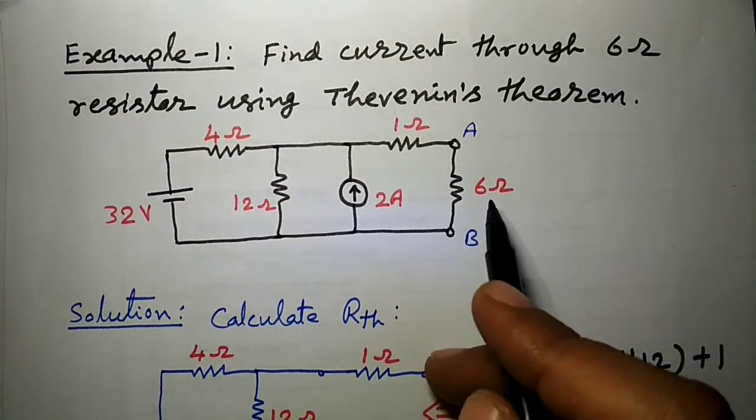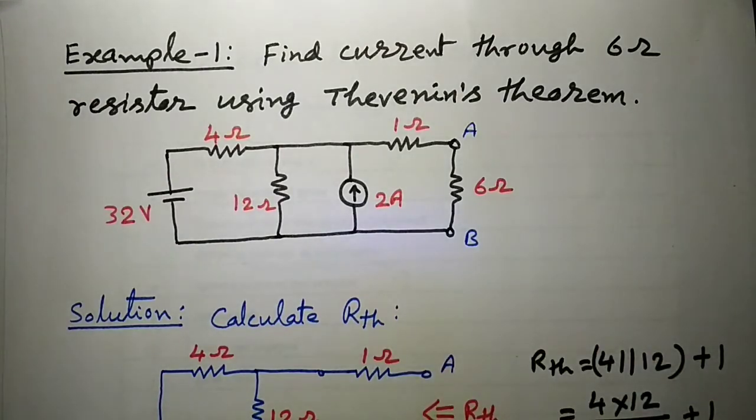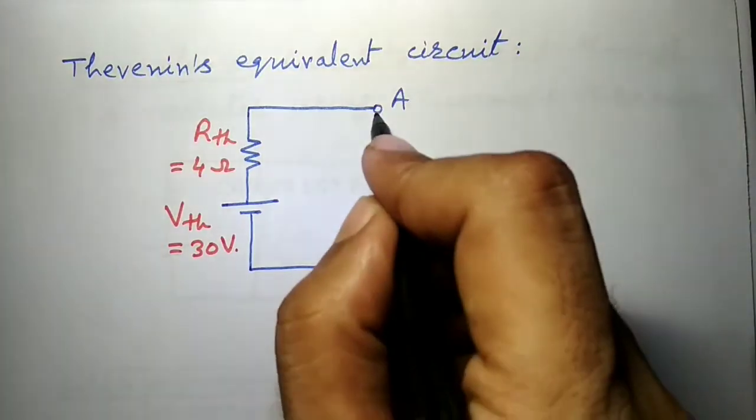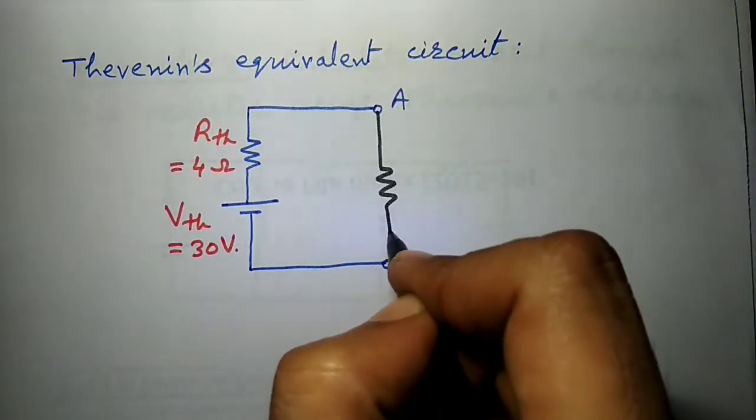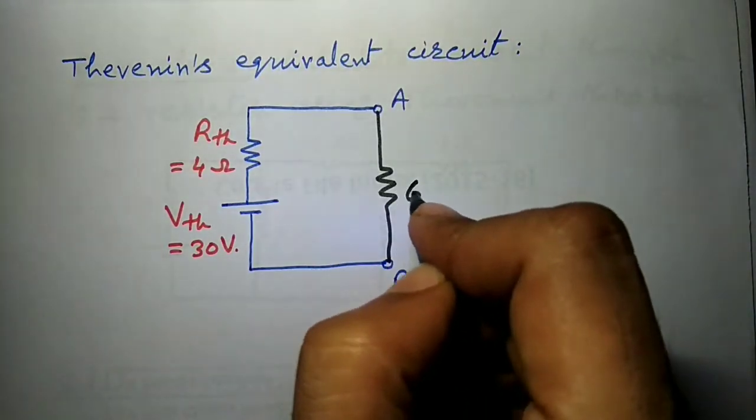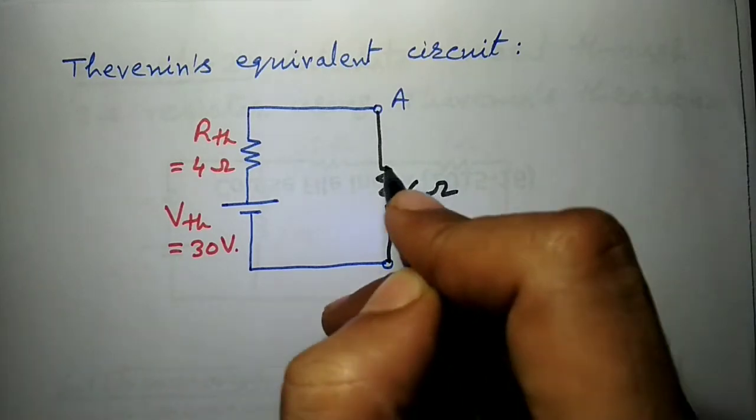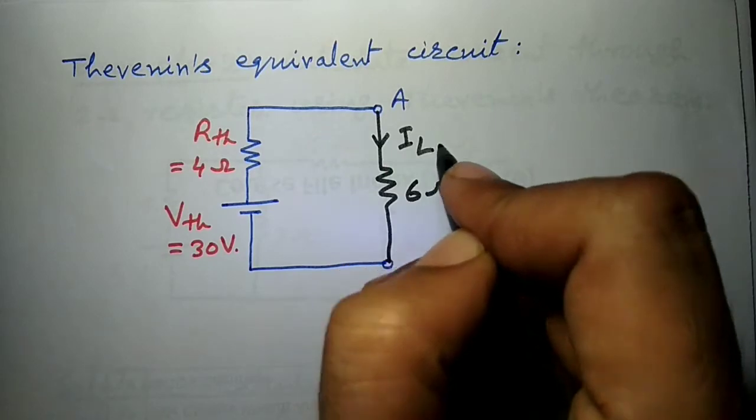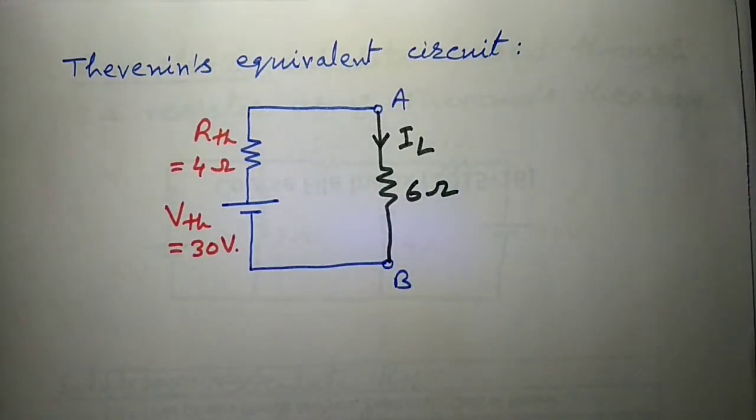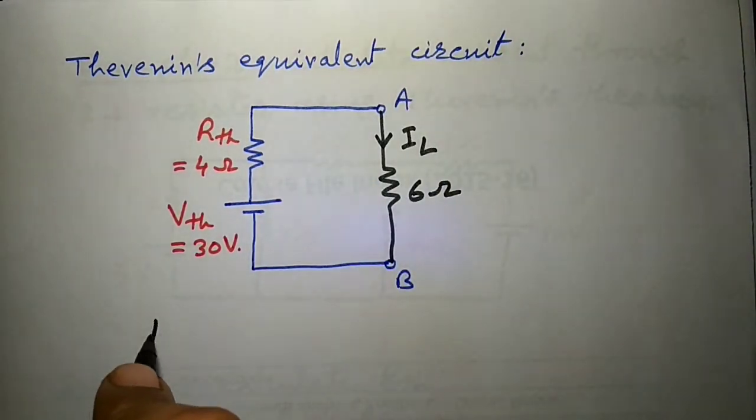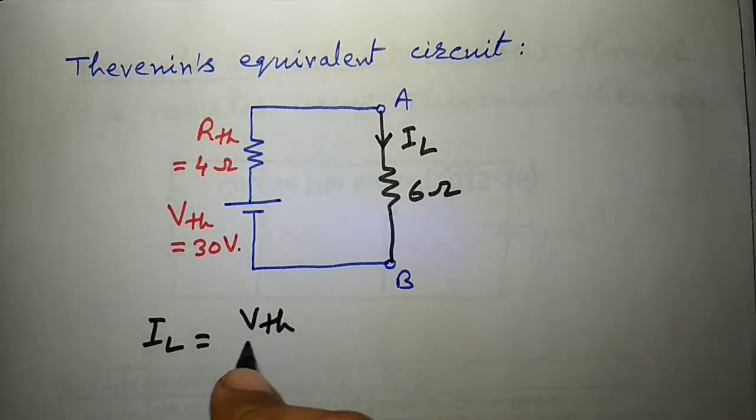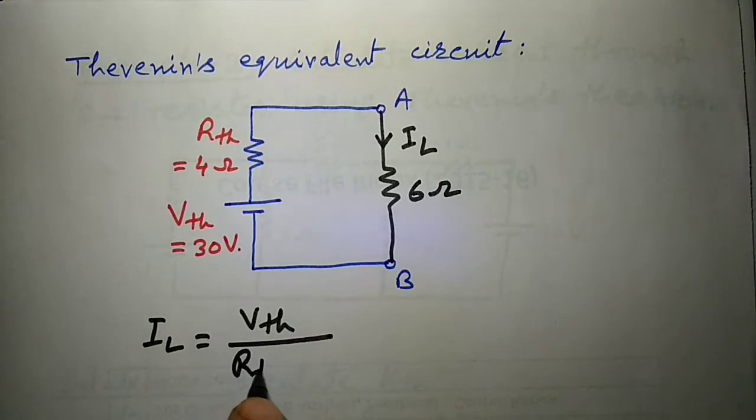So now this load resistance will be connected across the Thevenin equivalent circuit, that means between A and B, and we have to find the current through the 6 ohm resistance, that is load current. So the value of IL will be VTH upon RTH plus RL.